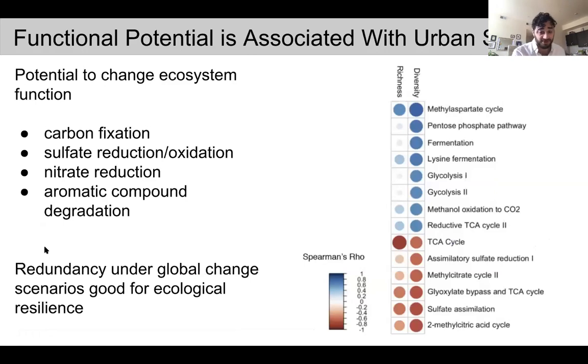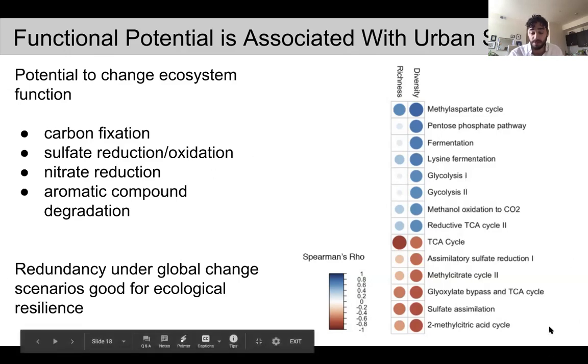We did find that specific functions are associated with the diversity or richness of the number of Sterla classes that we saw each day. And we found that there are genes for carbon fixation, sulfate reduction and oxidation, nitrogen reduction, and aromatic compound degradation, all suggesting these microbes have the ability to change ecosystem function either on land or in the atmosphere. And what's really interesting is that a lot of these were redundant throughout all our samples. That is good to know, as it may be good for ecological resilience under global change scenarios.